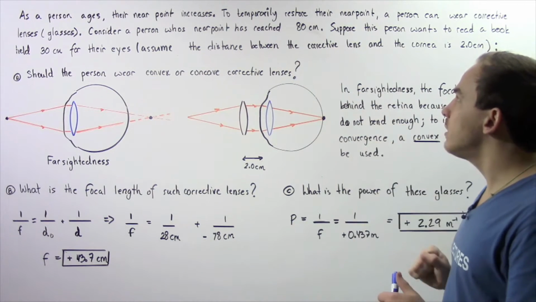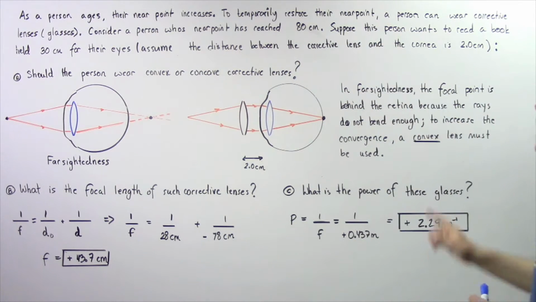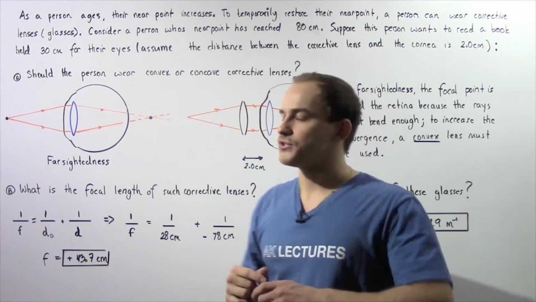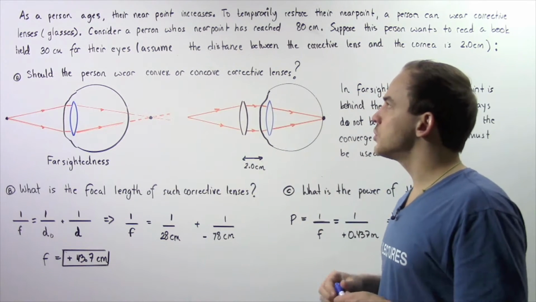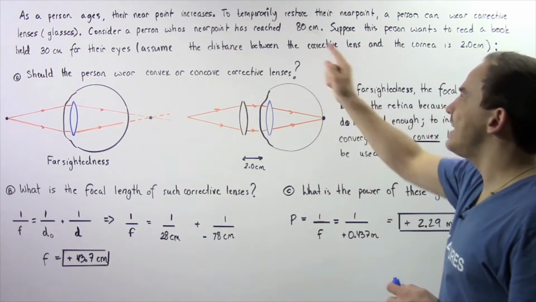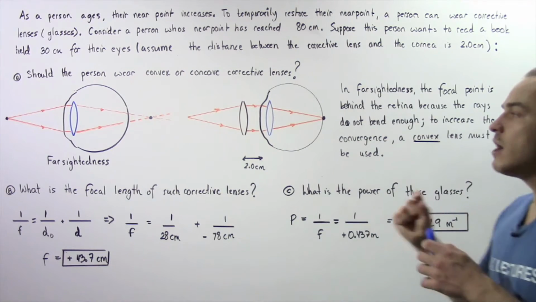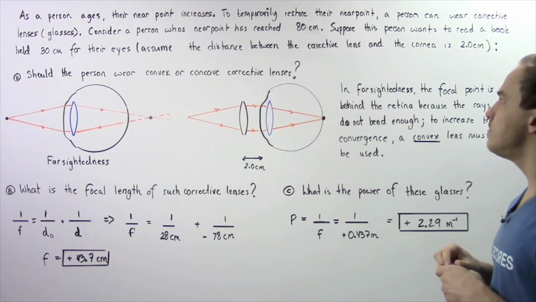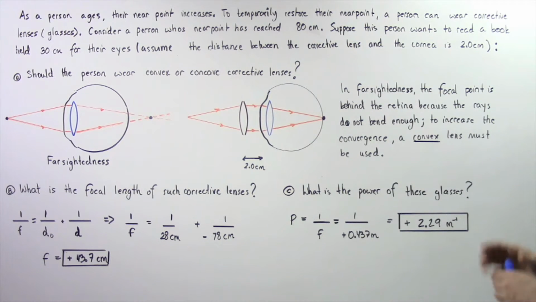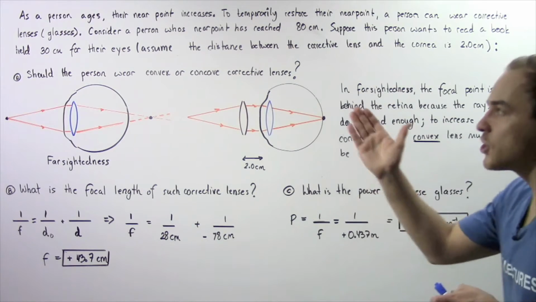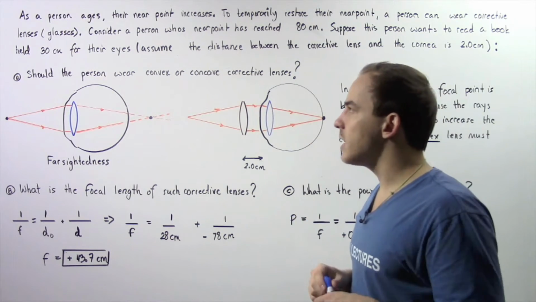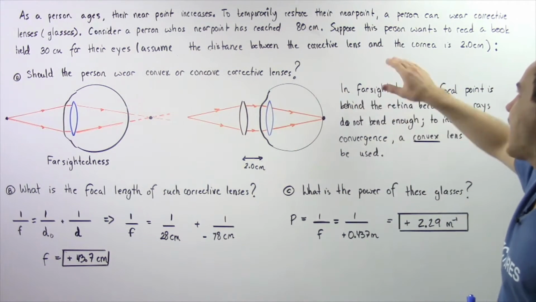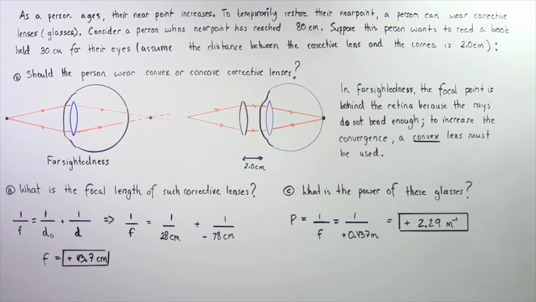So to temporarily restore the near point, a person can wear corrective lenses, also known as glasses. So consider a person whose near point has reached 80 centimeters. So it has increased from 25 centimeters, the normal value, to 80 centimeters. Suppose this person wants to read a book held 30 centimeters from their eyes. Assume the distance between the corrective lens and the cornea is 2 centimeters.